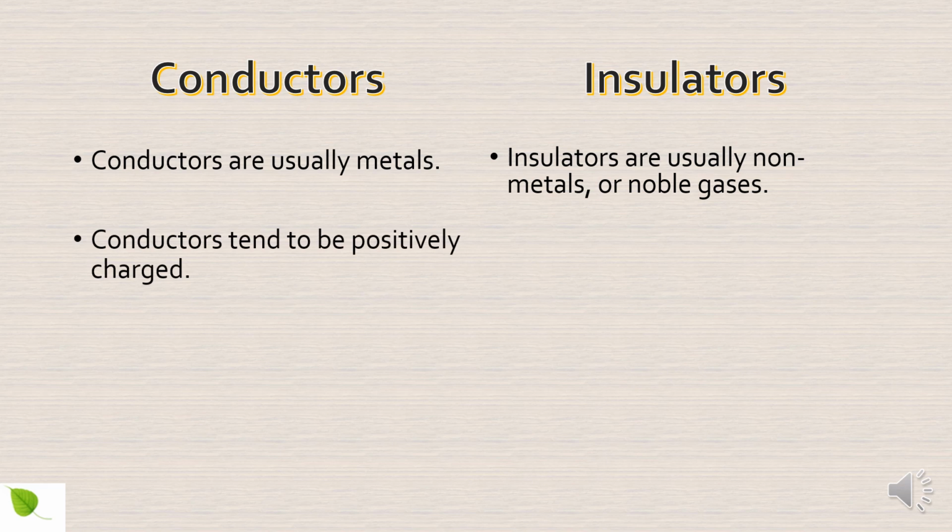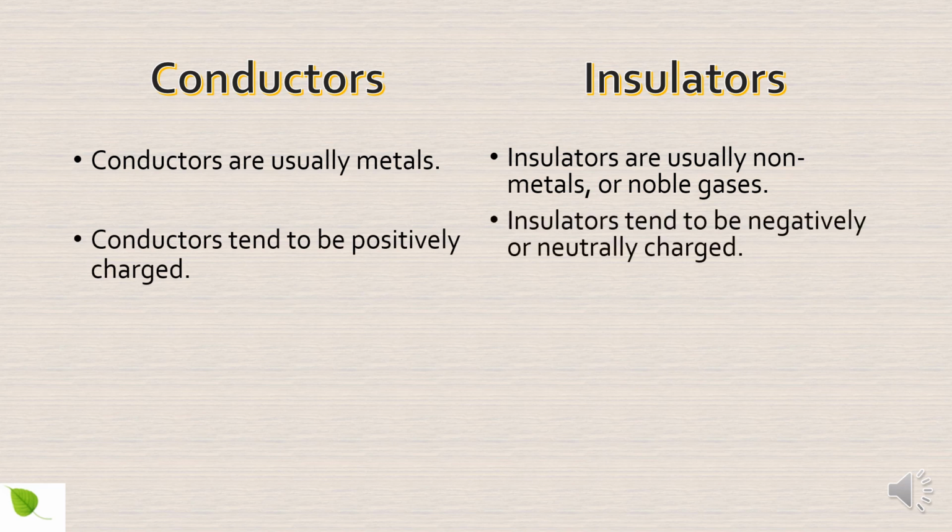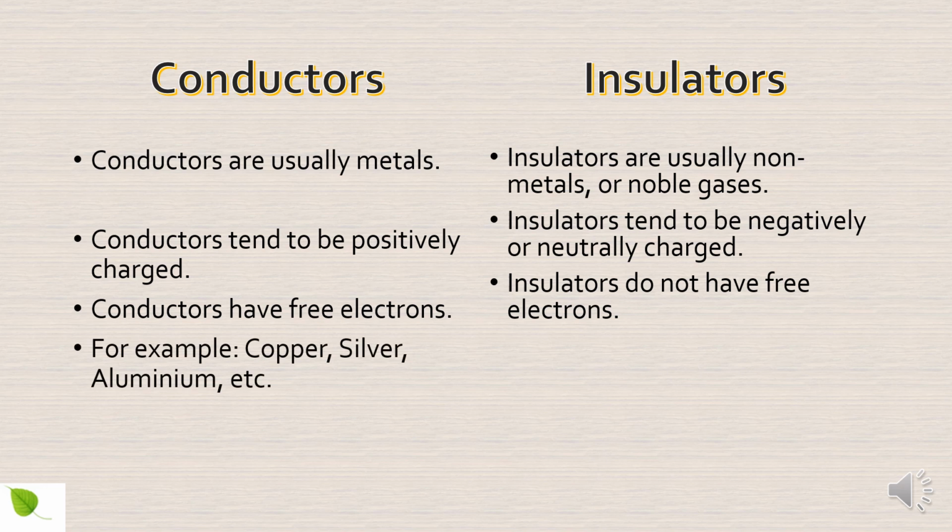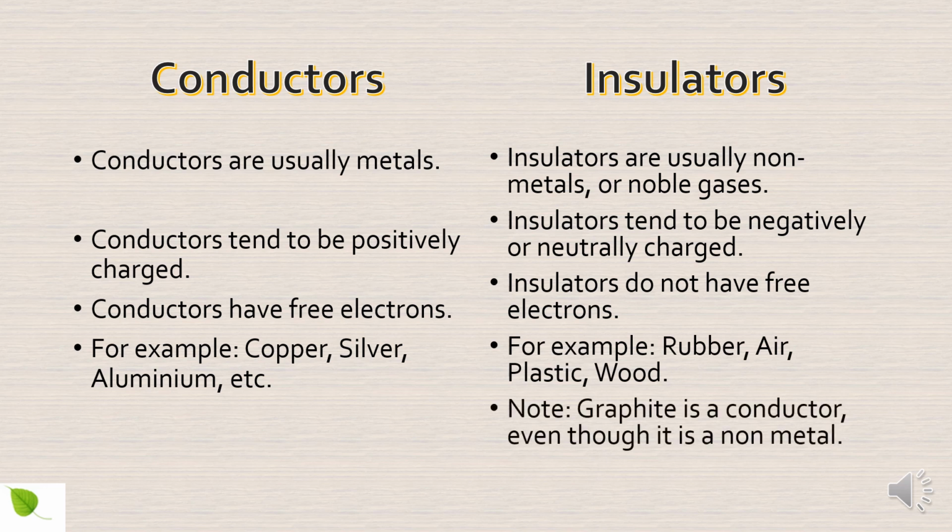Conductors tend to be positively charged. Insulators tend to be negatively or neutrally charged. Conductors have free electrons. Insulators do not have free electrons. Some examples of conductors are copper, silver and aluminium. Some examples of insulators are rubber, air, plastic and wood.